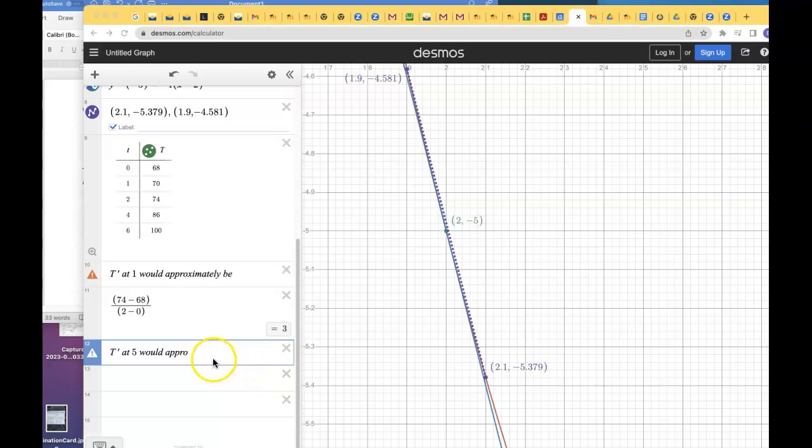We can also use this to approximate values. So we could also do this at a value that's between two values. So let's say we were going to do approximately 5. 5 is halfway between 4 and 6. We can do that by using the values for 4 and 6. T prime at 5 would be approximately 100 minus 86 divided by 6 minus 4. And that would be an approximation of the derivative, the slope, at time 5 at that point.